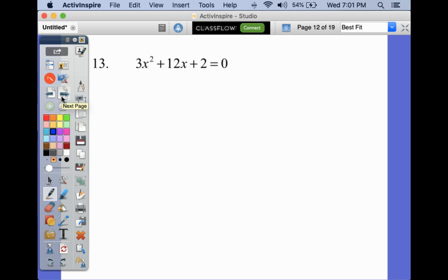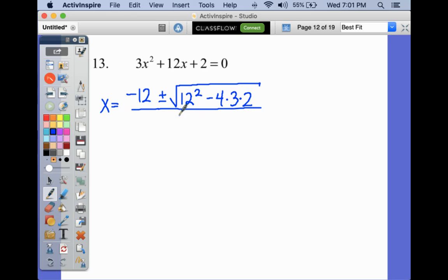Okay, next one, also quadratic formula. So x equals negative 12 plus or minus the square root of 12 squared minus 4 times 3 times 2, all over 2 times 3. I'm going to work out the square root part. 12 squared minus 4 times 3 times 2. So I end up with negative 12 plus or minus the square root of 120 over 6.